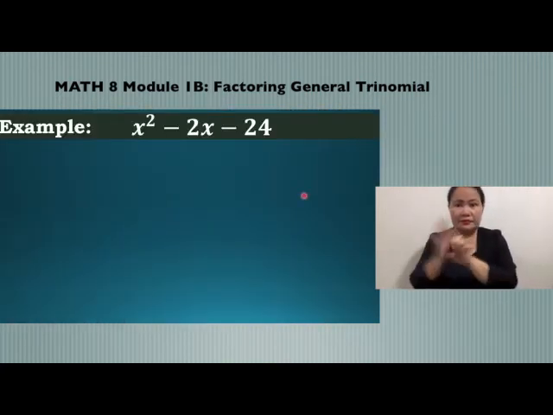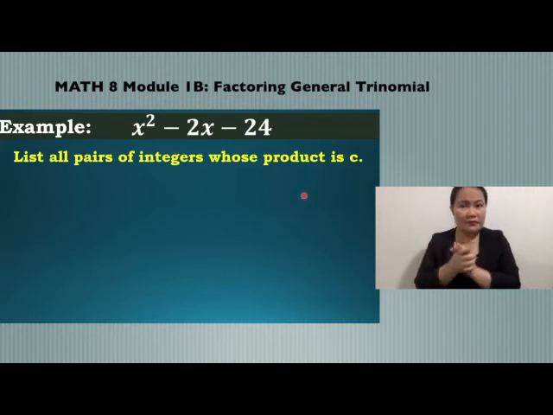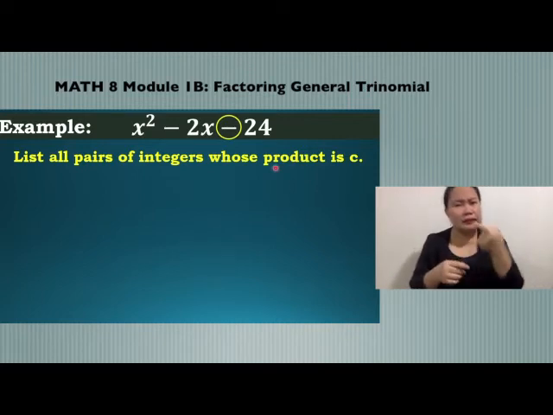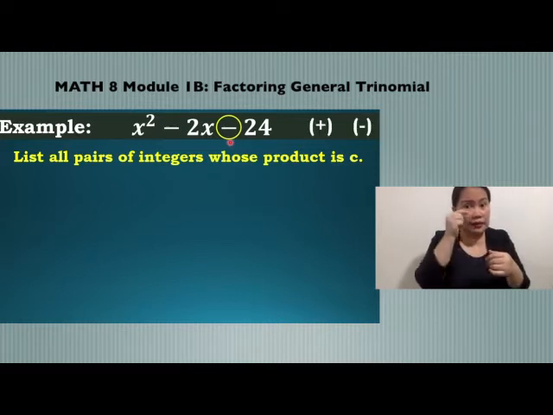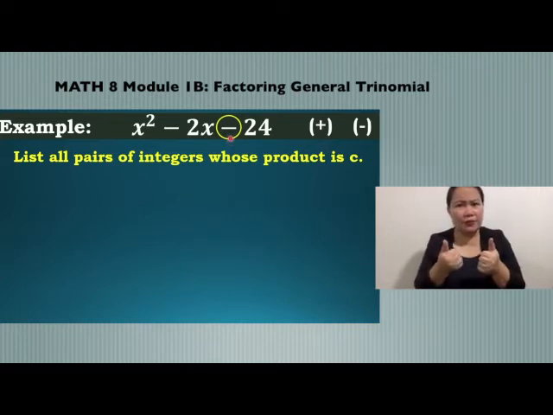Next, I have x squared minus 2x minus 24. So, this is a different case, okay? So, first, list all the pairs of integers. So, again, dito tayo titingin. Since negative ito, ibig sabihin, yung pairs of integers natin dapat isang positive, isang negative. Okay. Now, paano natin malalaman dun sa dalawang integers na yon kung ano ang positive at ano ang negative?